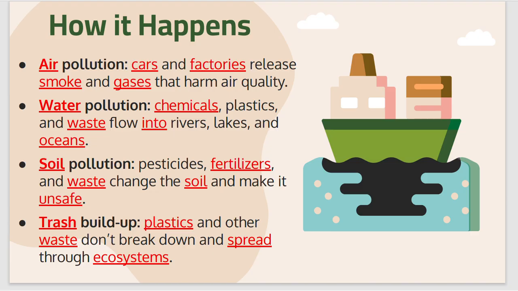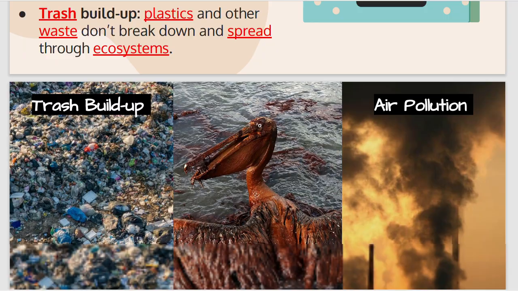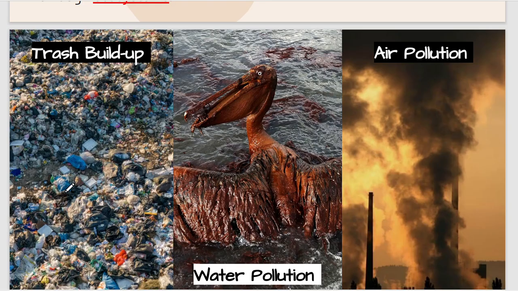And another form of pollution can be trash buildup. And this is, pretty self-explanatory, when trash builds up. So plastics and other waste don't break down and they can spread throughout the ecosystem, and they can build up and basically break down that habitat and break down how healthy the habitat is. So, examples, we have trash buildup, making it where plants don't have areas to grow, it's unsafe for living things to live there, toxins are more likely to build up.